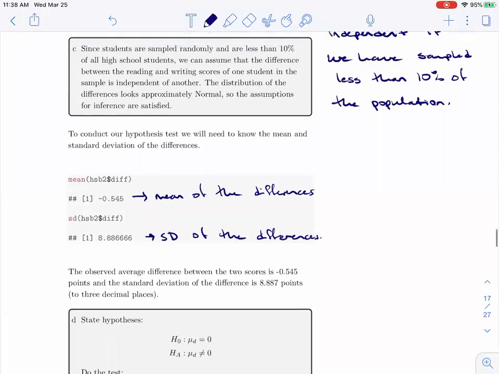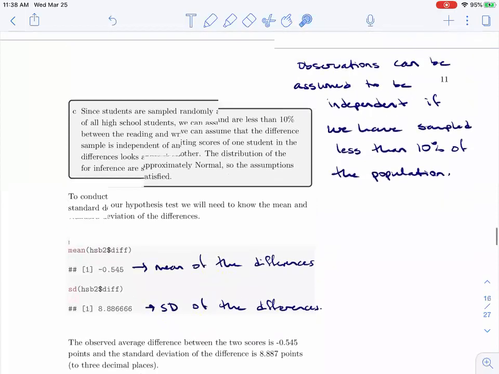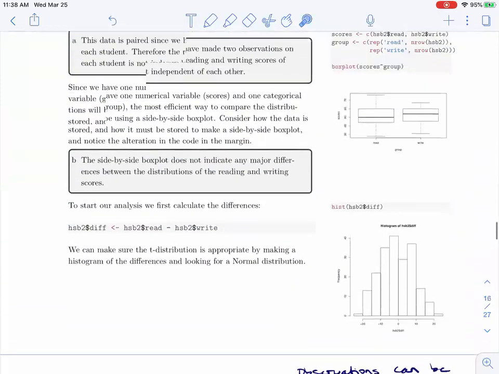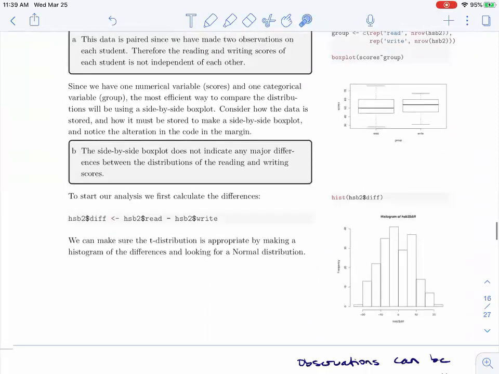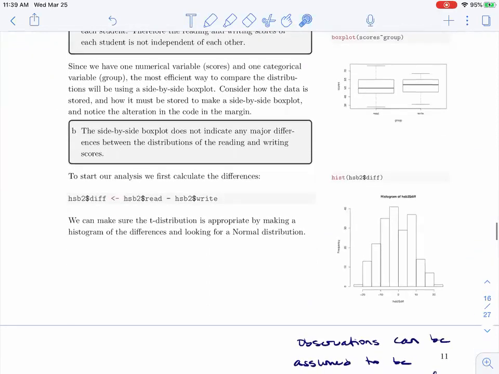And once you get over how scary this looks, then you can decipher it, right? The mean of the data and the differences is negative 0.545, right? So let's see here. How did we calculate these differences? We did read minus the write.